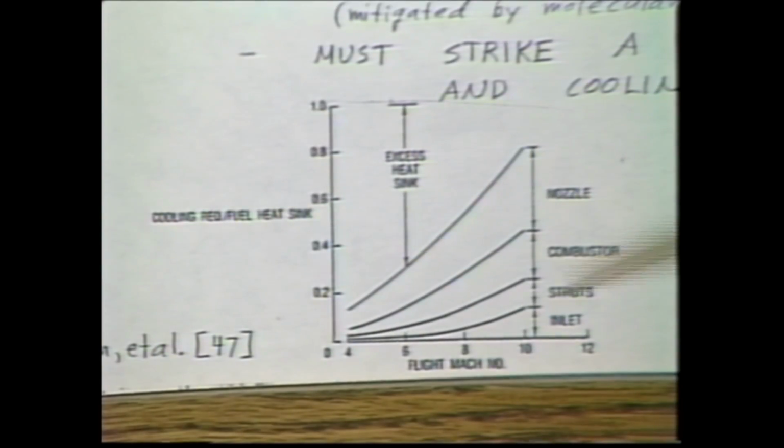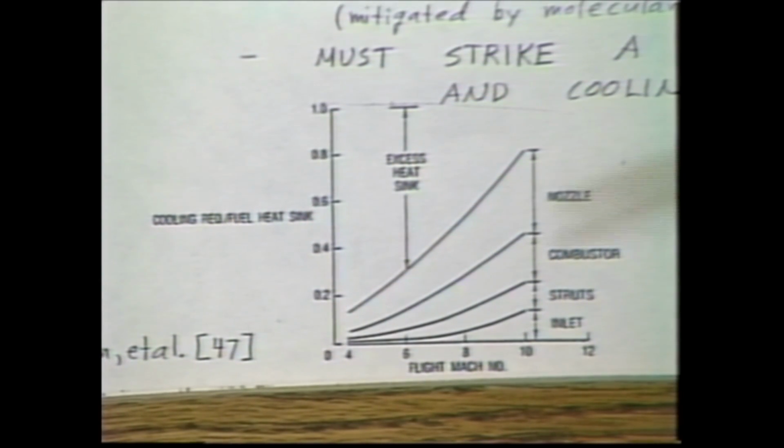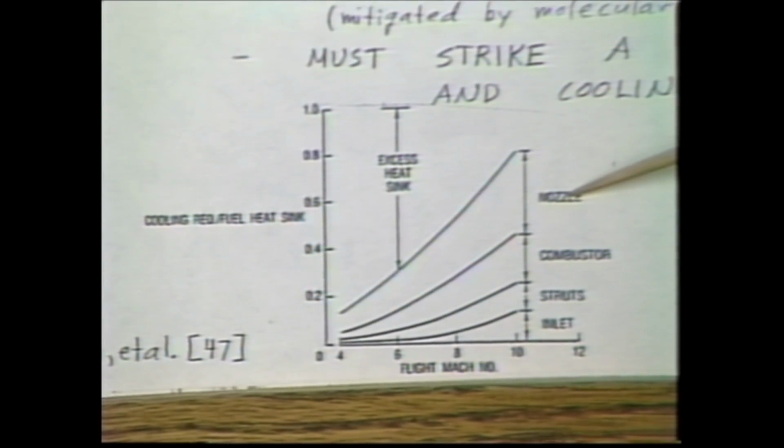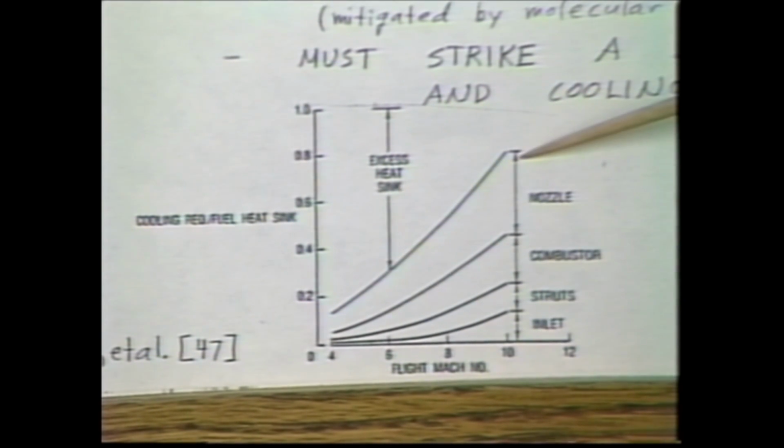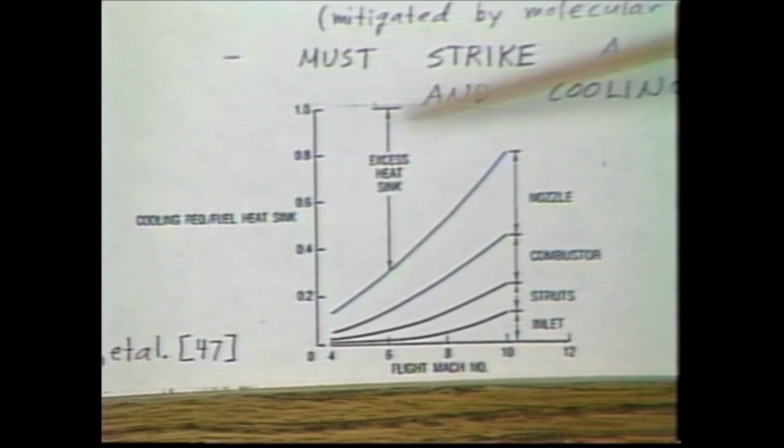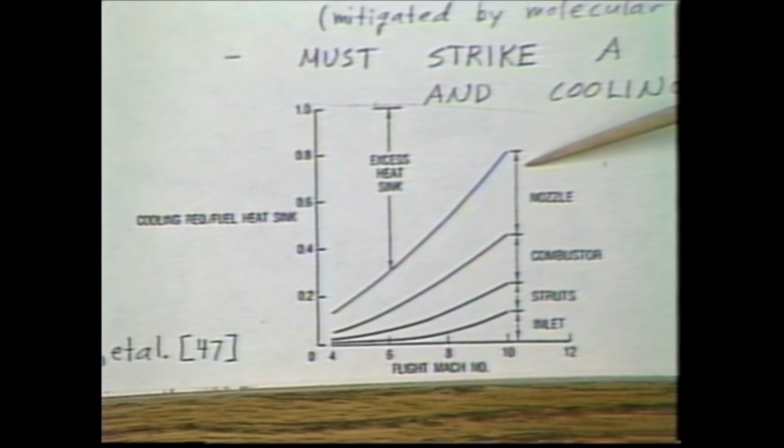Down at the bottom shows typical levels of the heat sink or the heat fluxes in the inlet, fuel struts, combustor, and nozzle up to Mach 10, showing that up to Mach 10 you might be able to still run without having put enough heat into the fuel where you have to run the fuel higher than stoichiometric, but at higher Mach numbers that will not be the case.